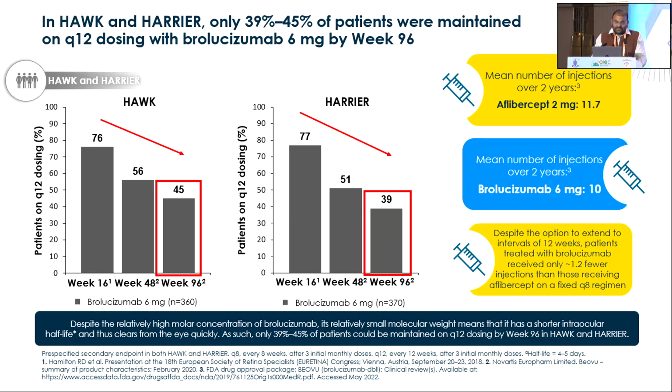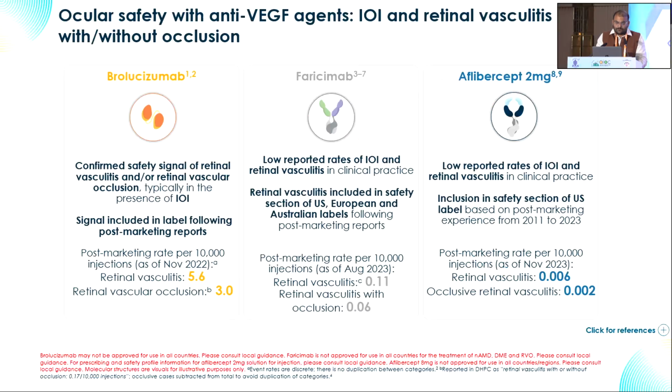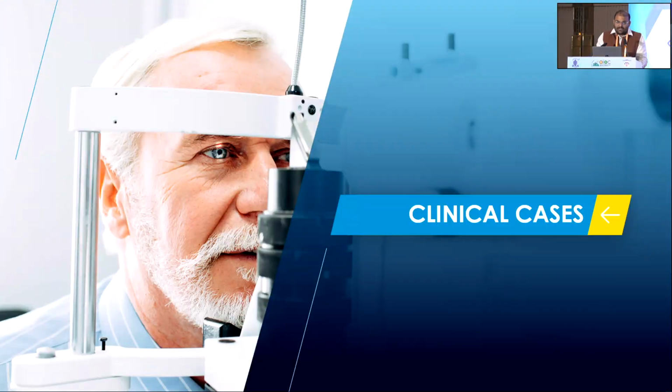One important point I would like to bring to notice is that, being smaller in size and with the higher molar dose being given, there is a very rapid drying effect of brolucizumab. But despite the relatively high molar concentration of brolucizumab, its relatively small molecular weight means that it has a shorter intraocular half-life and it clears off early, and thus only 39 to 45% of patients could maintain the 12-weekly dosing. This is the ocular safety profile, and we all know that brolucizumab has an increased number of retinal vasculitis and occlusion cases. I would like to bring some clinical cases to you.